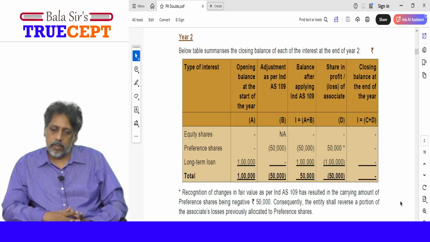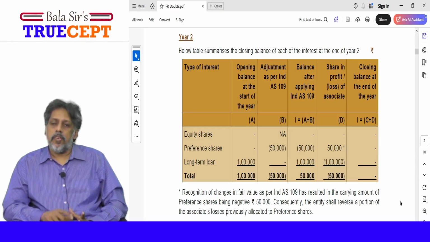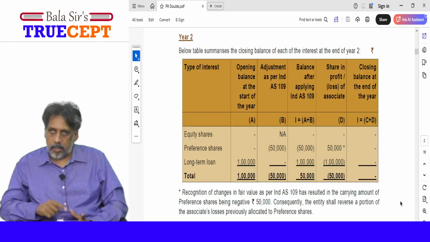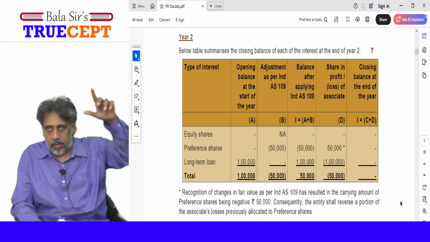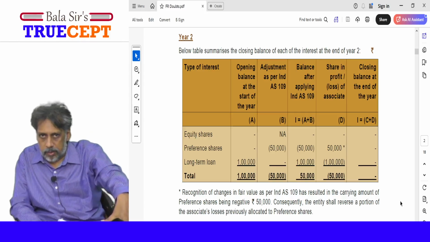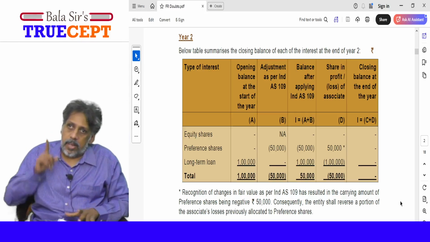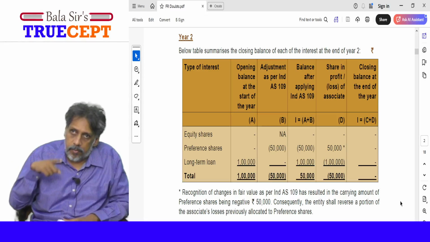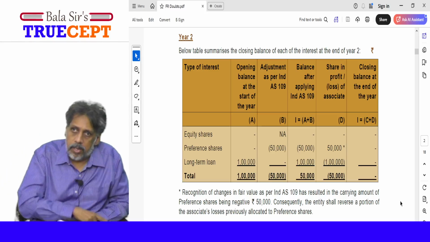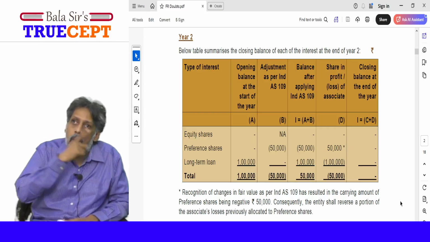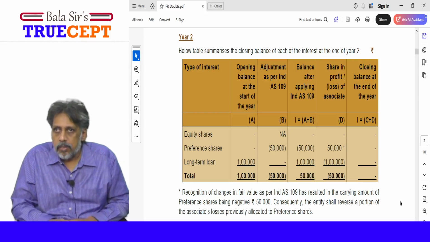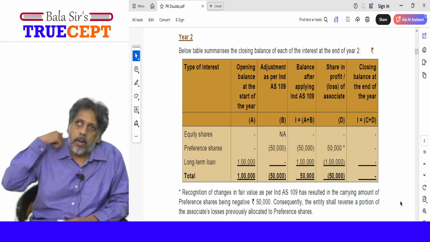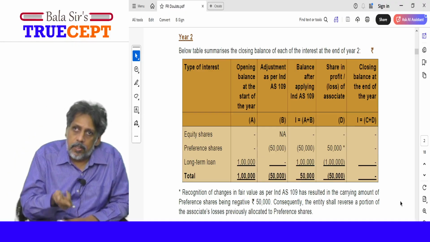Then preference shares, opening balance nil. But there is an adjustment loss of 50,000. Remember, there's a further decrease in preference shares. But now the problem is, it's already nil, right? Yes. So what happens now? In case you want to adjust a 50,000 loss as per IND AS 109, you have to reverse a loss that was earlier assigned to preference shares. Is that fine? So what you should do first, remember you assigned a loss last year, 4,50,000 loss, to preference shares.